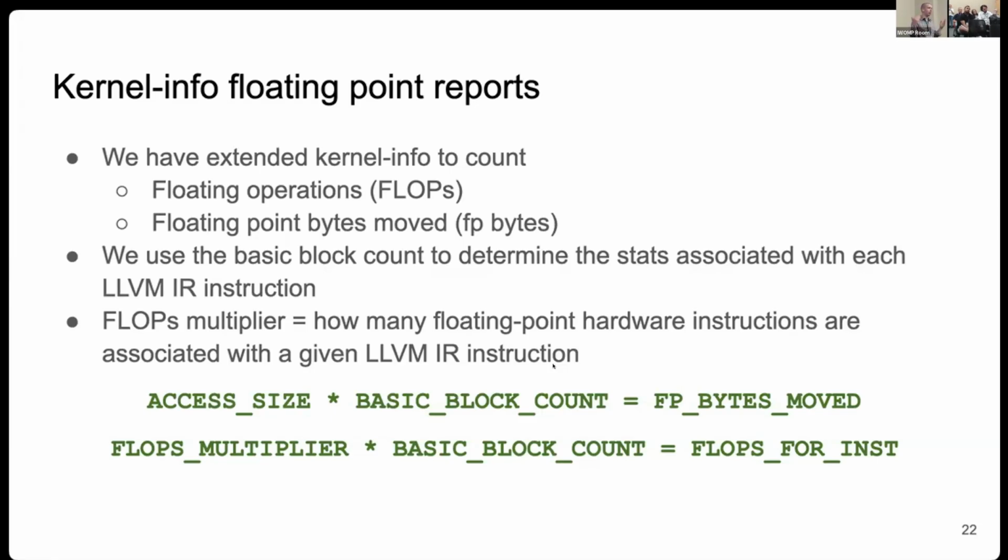Now, computing floating point operations for a particular floating point LLVM IR instruction is a little more complicated because we need to know specifically how many hardware instructions are executing for this particular LLVM IR instruction. And we can call this ratio the flop multiplier because it's how many flops are executing per LLVM instruction. So if we can find this flop multiplier, we can then determine how many hardware instructions this particular LLVM IR instruction executes.